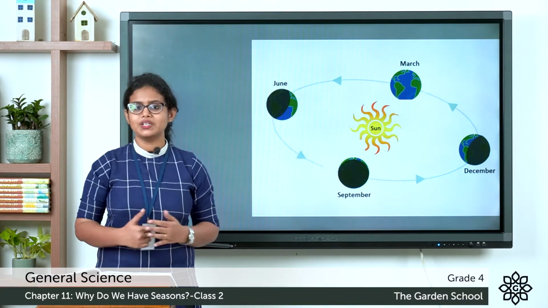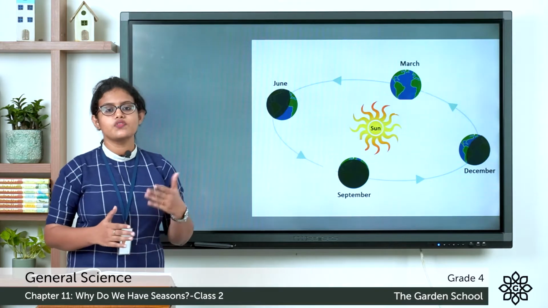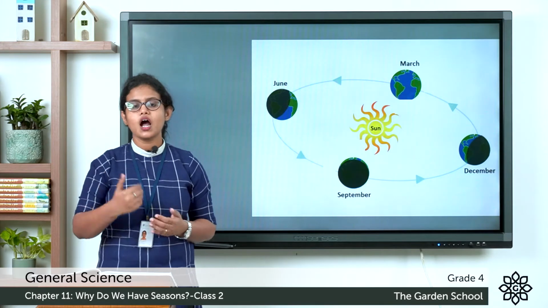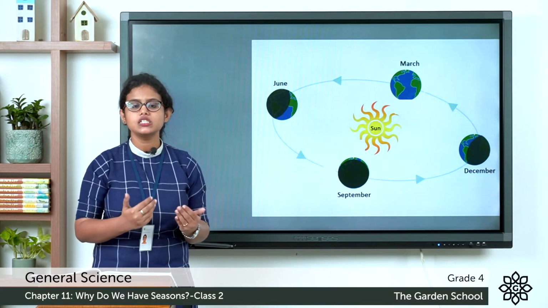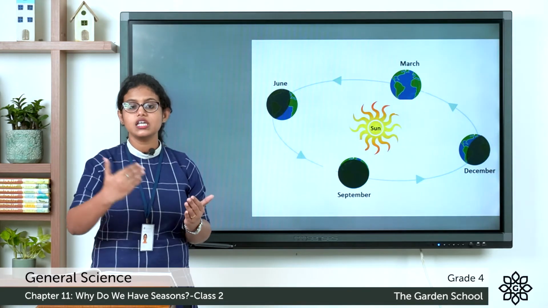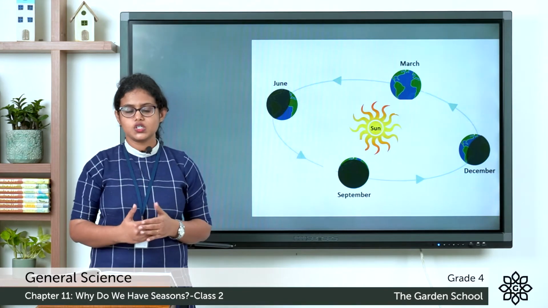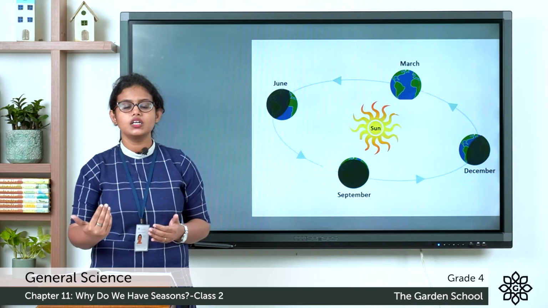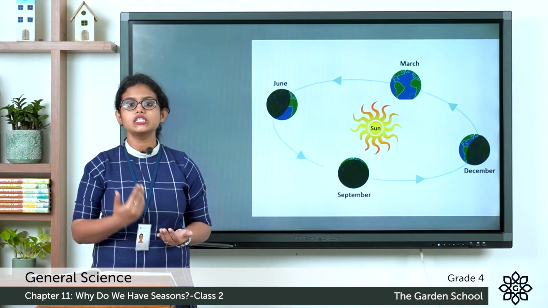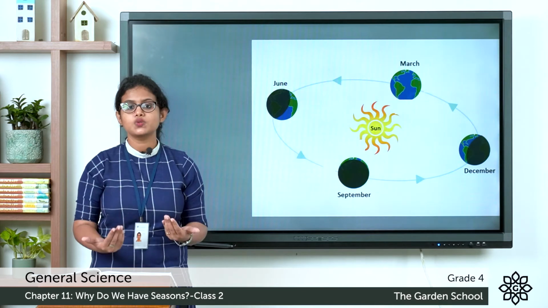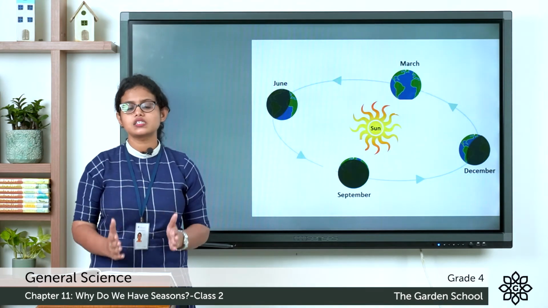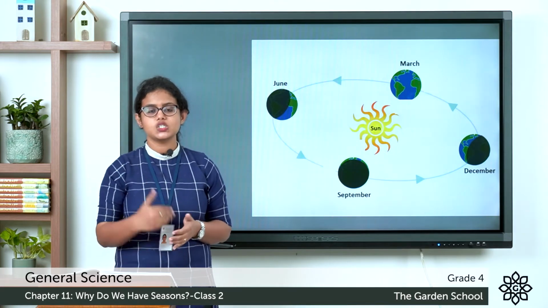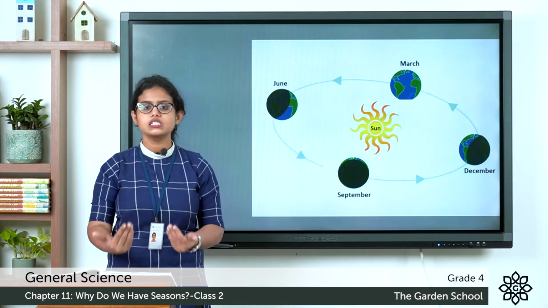So when do we have summer? We have summer season from March to June. During these months, the upper half of the earth is tilted towards the sun. That means it is near to the sun. So the upper half of the earth, which is near to the sun, will receive more light and heat, and that part will have summer.